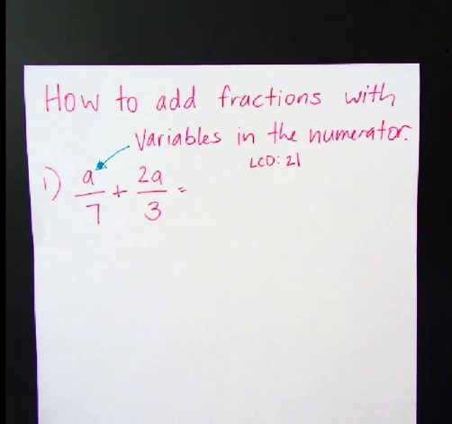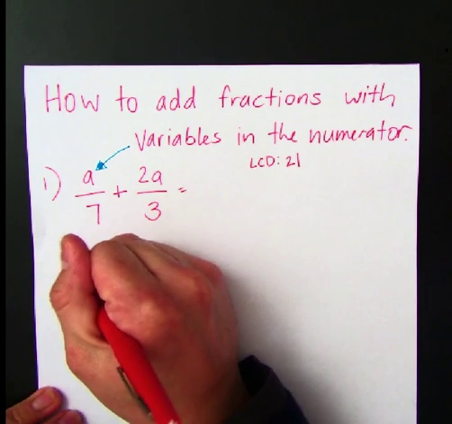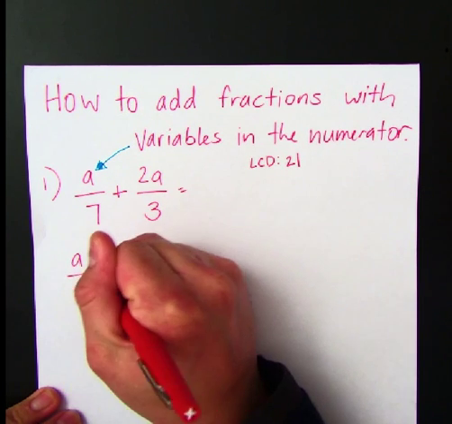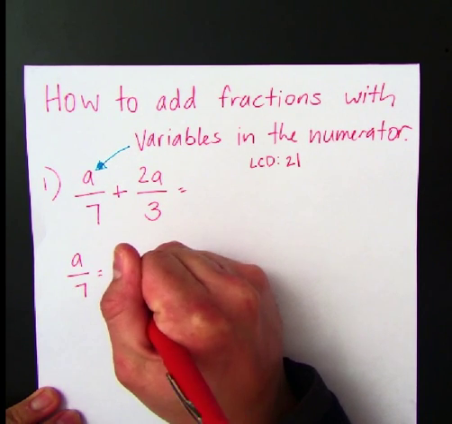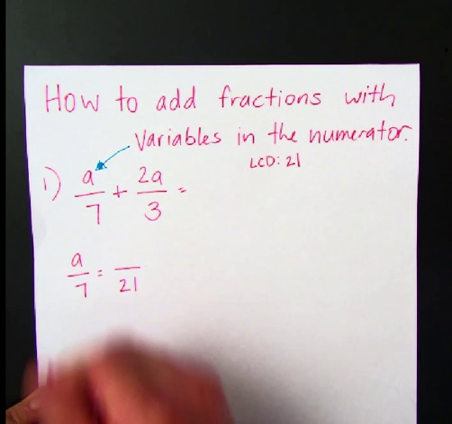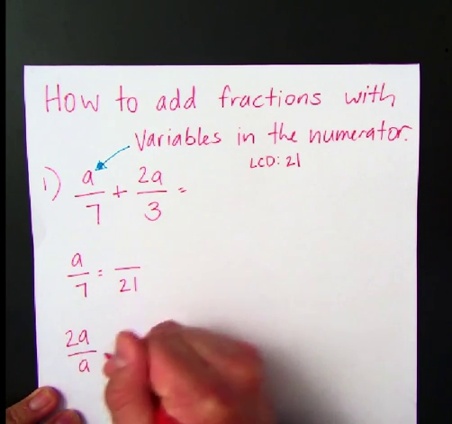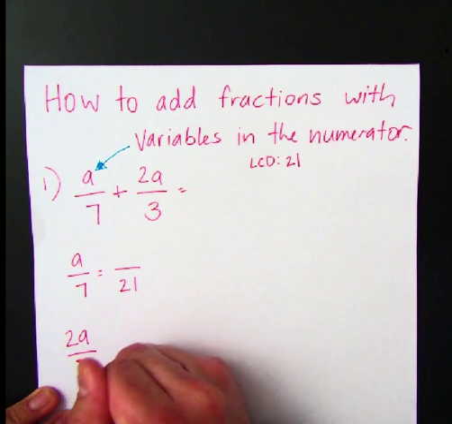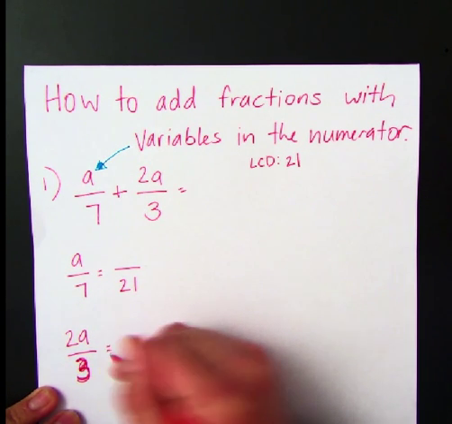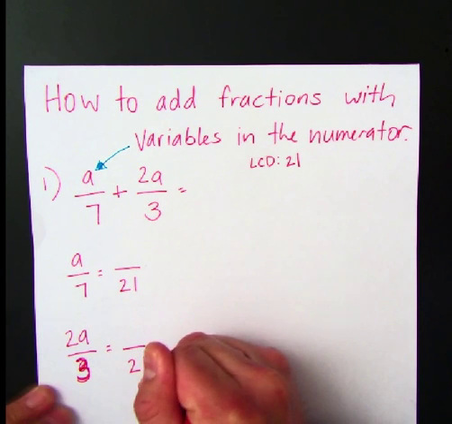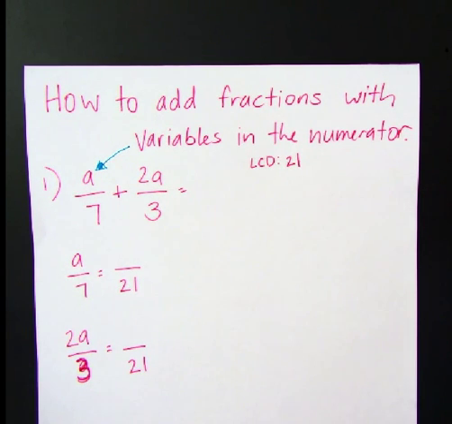So again, we need to go ahead and make equivalent fractions using these. So I'll go ahead and write out a over 7. And again, remember, we're looking for a fraction with 21 in our denominator. I will go ahead and also write out 2a over 3. And again, we're looking for 21 in the denominator. Now, don't worry about the variable. Just focus in this case on our denominator.